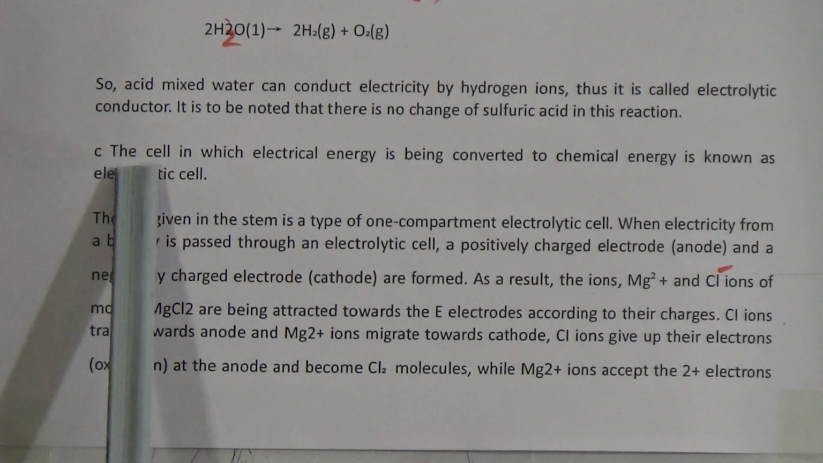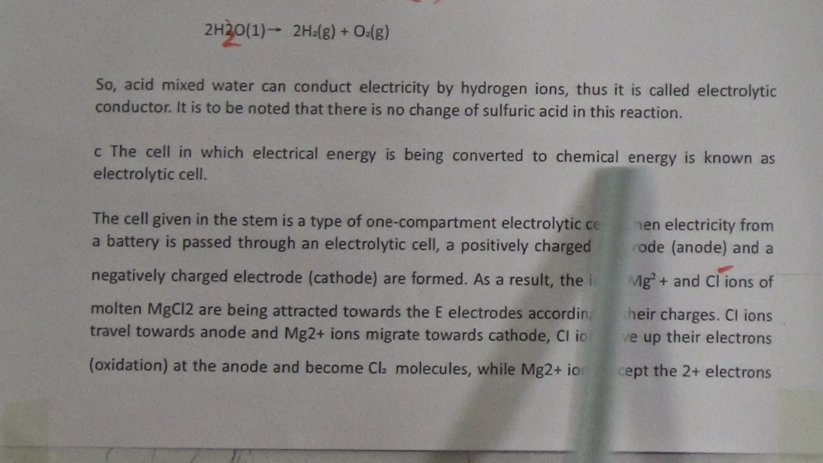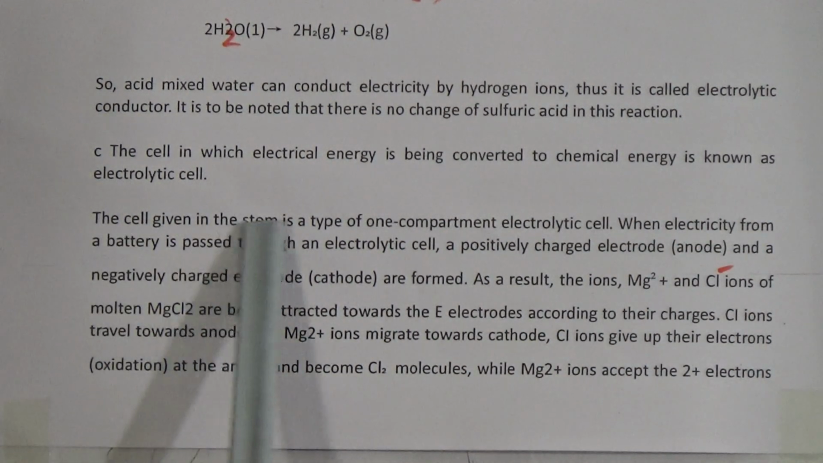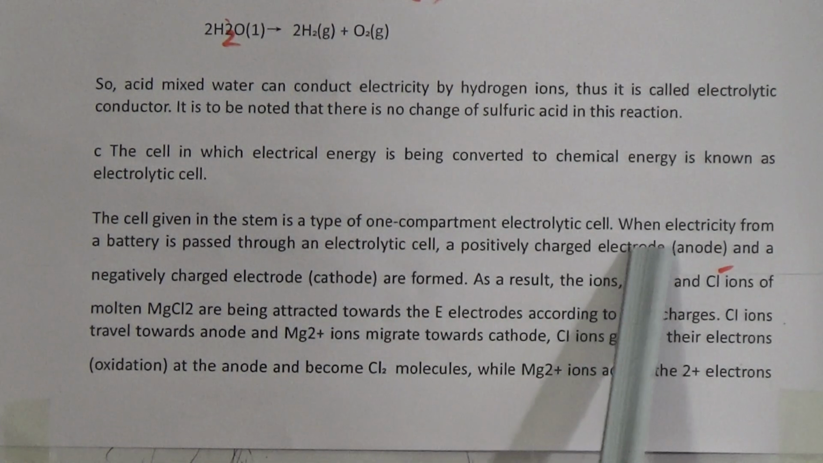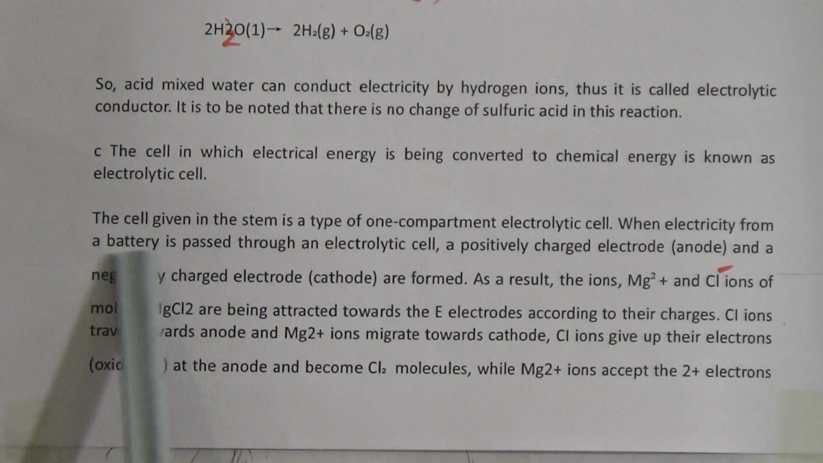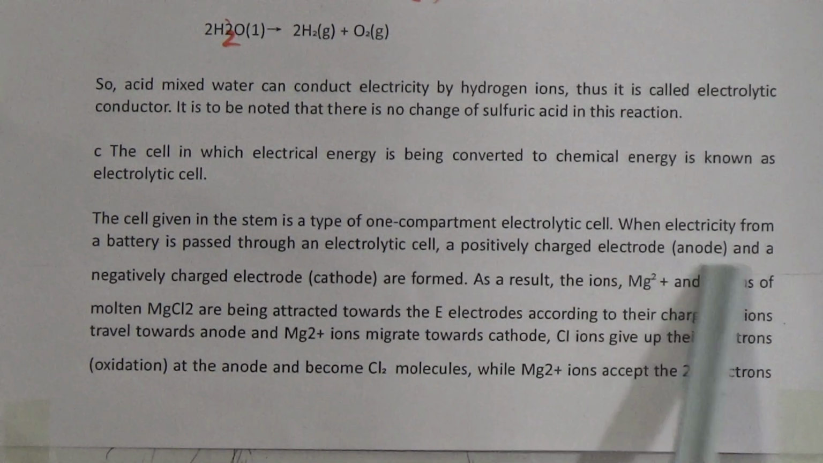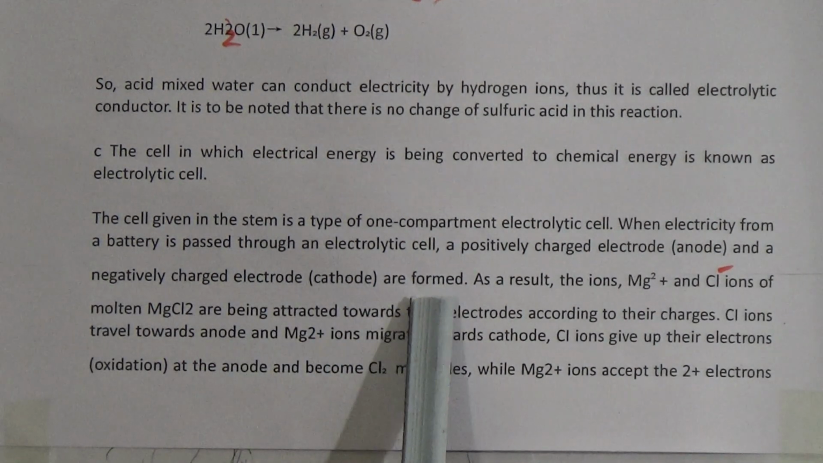Answer: cells in which electrical energy is converted to chemical energy are known as electrolytic cells. The cell given in the stem is a type of one-compartment electrolytic cell. When electricity from a battery is passed through an electrolytic cell, a positively charged electrode, that means the anode, and a negatively charged electrode, that means the cathode, are formed.